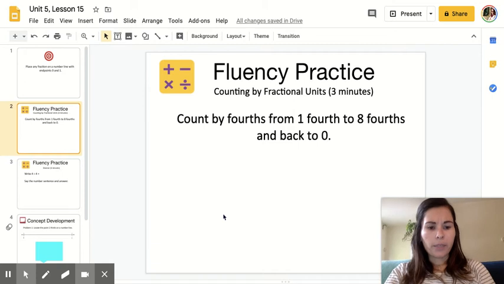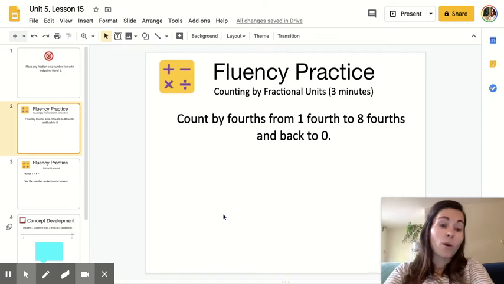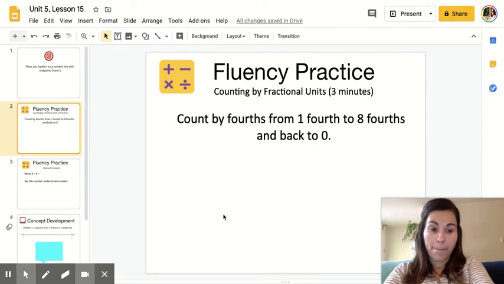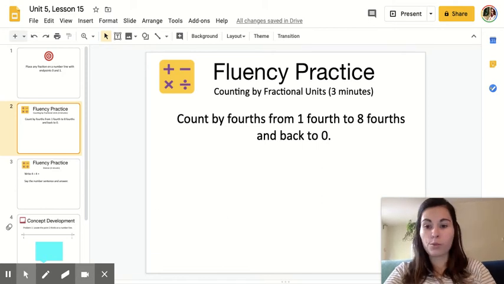What's another way that we could say 0/4? Exactly, 0. How about 4/4? You're right, 4/4 is one whole. Now here's the trick. What's another way we could say 8/4? You're right, 2, because 8/4 is two wholes.